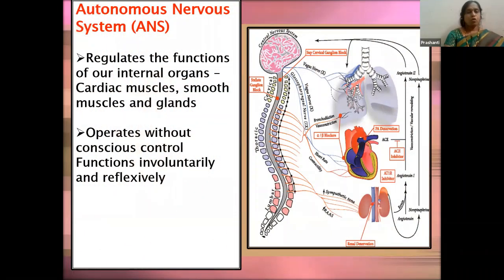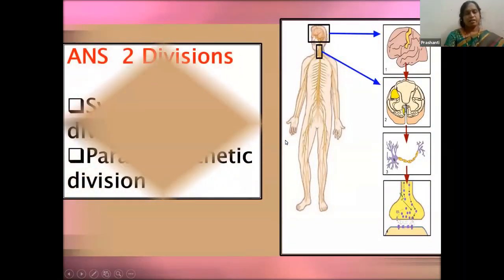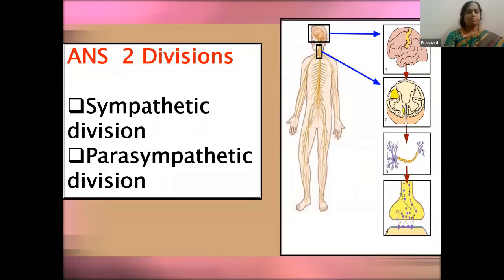Then the autonomic nervous system. This controls all the internal organs. We find many organs in our body, children, that function without our conscious recognition or effort, and the body is able to function properly and smoothly. This is all due to the autonomic nervous system. And it functions involuntarily and reflexly. The autonomic nervous system is divided into two divisions, children: sympathetic and parasympathetic.